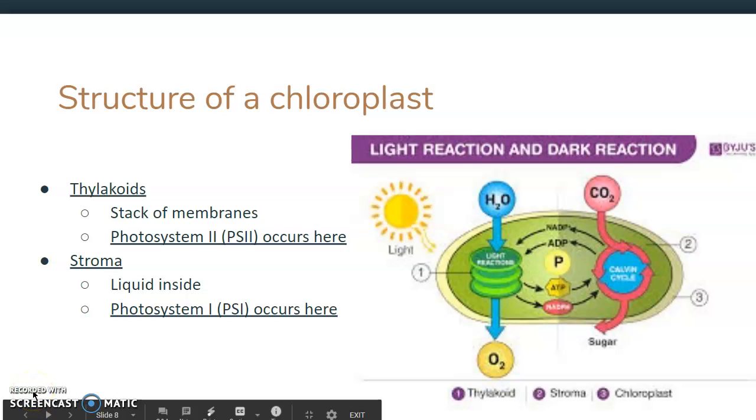Hello, class. So yesterday we left off with understanding some of these basic ideas of photosynthesis and how everything happens. So today we're going to get into the details.